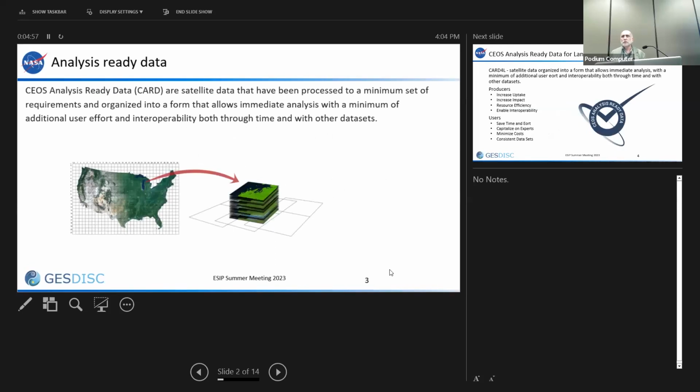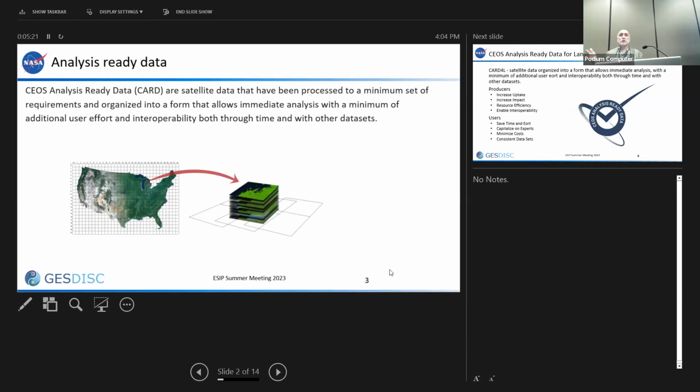You can go out to the CEOS website, and ask what is analytics data? This is the answer. It's been processed to a minimum set of requirements and organized to a form that allows for immediate analysis with minimum additional user effort and interoperability through space and time with other data sets. I'm going to try to compare two things and they're not aligned in the same grid, for example.